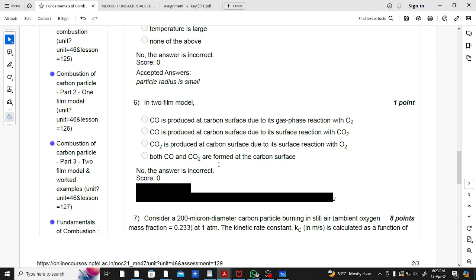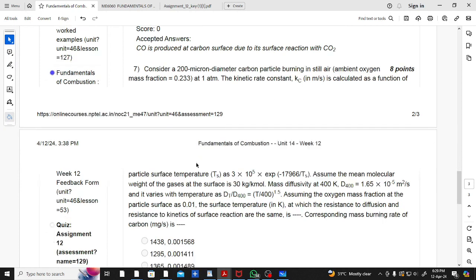In the two film model, second option: CO is produced at the carbon surface due to its surface reaction with CO2. Carbon reacts with CO2 and it forms CO, and further oxidation takes place. But this is the reaction that takes place at the surface. Two film model. Okay, now try to solve question number 7.